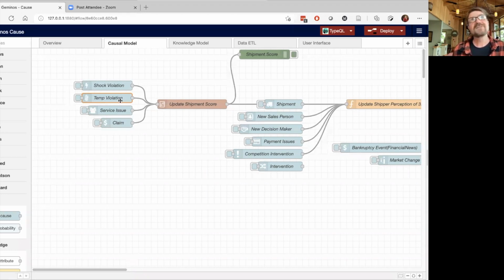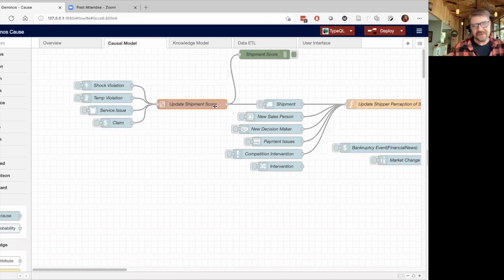Well, temperature violations are really just events that are happening out in the world on sensors. And why not just wire those sensors up such that when the event happens, we inject it into this model, so we know in real time what's happening on those sensor events. Same with shocks. You've got vibration sensors. So there's all these little sensors out there that can generate events that may update the shipment score. And each one of these things is going to contribute something to this calculation.